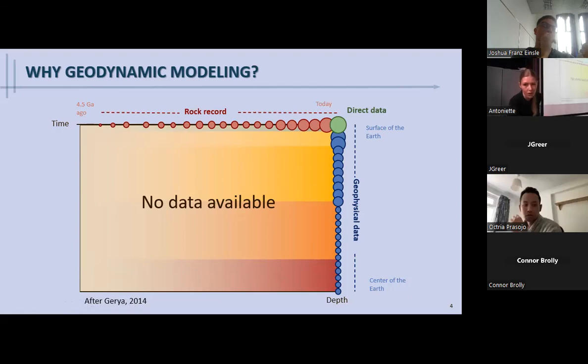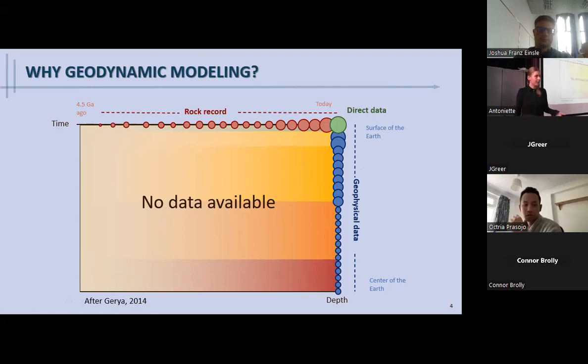We can also go along this vertical axis down into the Earth's interior because geophysical data tell us how the Earth's interior looks today. But still, that means there's this huge part of the diagram where we have very little information available. And so we can use modeling to connect these data points that we do have to tell us how the Earth's interior looked in the past.